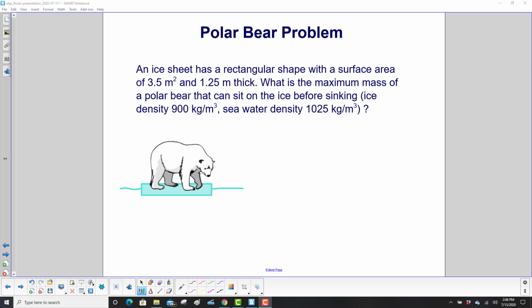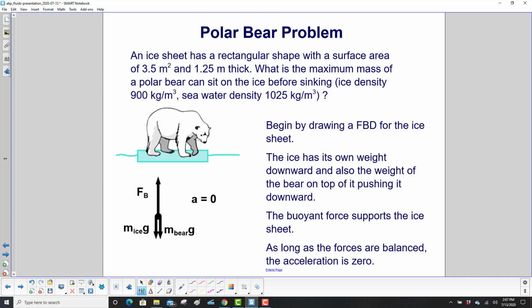Polar bear. An ice sheet has a rectangular shape with a surface area of 3.5 square meters and 1.25 meters thick. What is the maximum mass of a polar bear that can sit on the ice before sinking? Ice has a density of 900 kilograms per cubic meter. Seawater has a density of 1,025 kilograms per cubic meter.